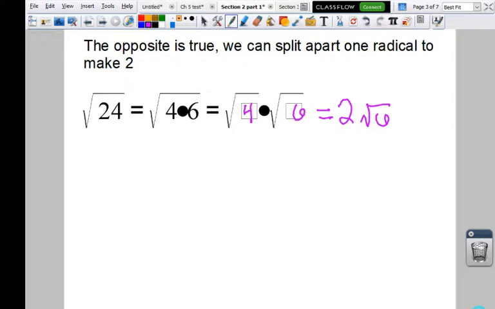The reason we do this is because it helps us simplify things. The square root of 24, 24 is a pretty big number inside that radical. When I simplify radicals, I want as small of numbers as possible inside. So if I can make this number on the inside smaller, I've done my job. And I did. My number on the inside now is 6. So I made that smaller, which is what I wanted to do.